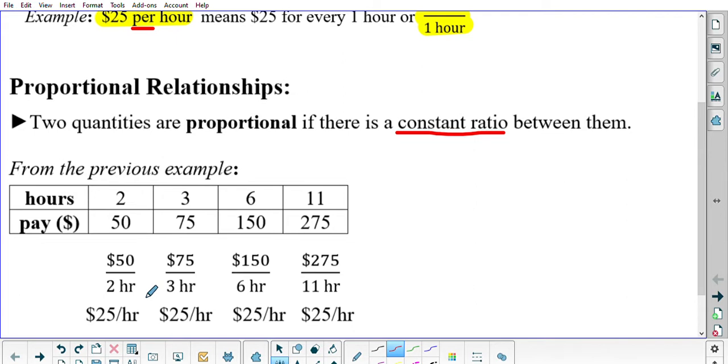If you put the hours in the numerator, then you would get hours per dollar, which really wouldn't make any sense. So anyway, if you put the money in the numerator, which is very normal, and you divide by the number of hours, you would get $25 per hour for all 4 columns in this table. And you can see there is a constant ratio of $25 per hour. And since there is a constant ratio, this means that this relationship here is a proportional relationship.